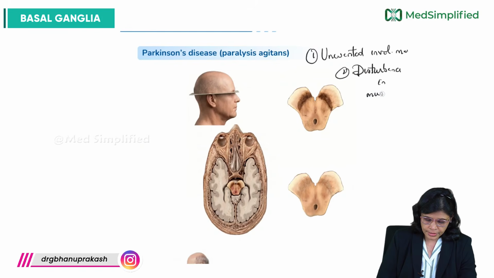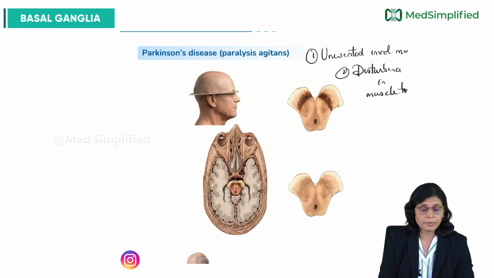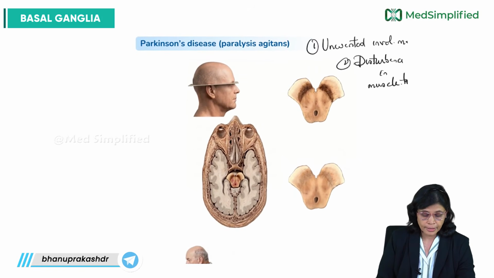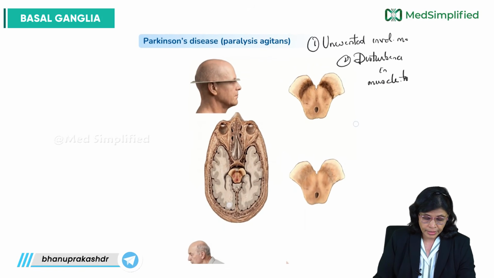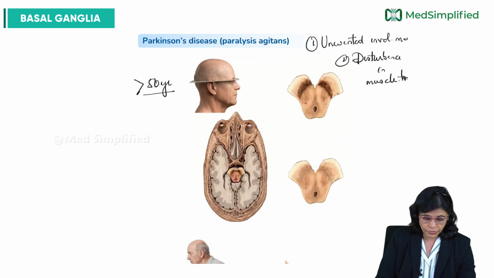So this can be seen in various types: Parkinsonism, chorea, athetosis, hemiballismus. These are some of the disorders of basal ganglia. First we will see Parkinson's, which is very common. It is also called paralysis agitans. This usually occurs in people more than 50 years of age.